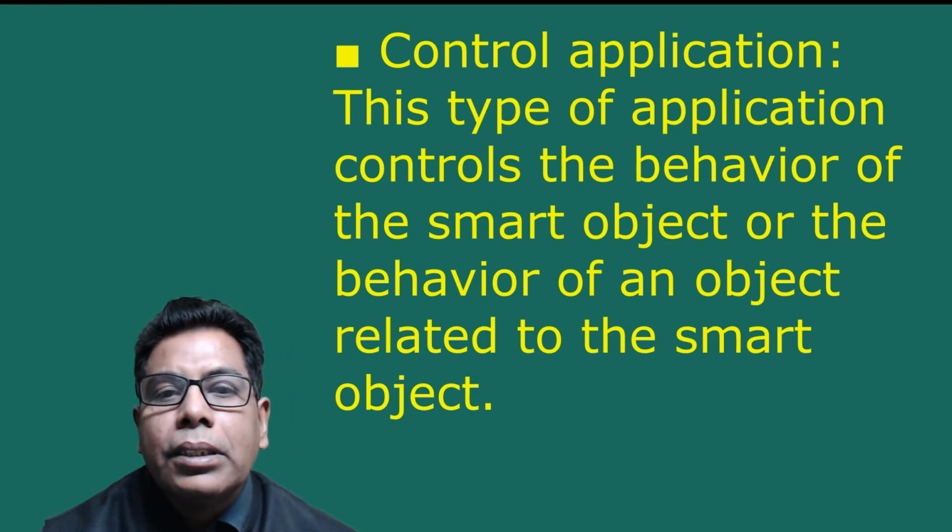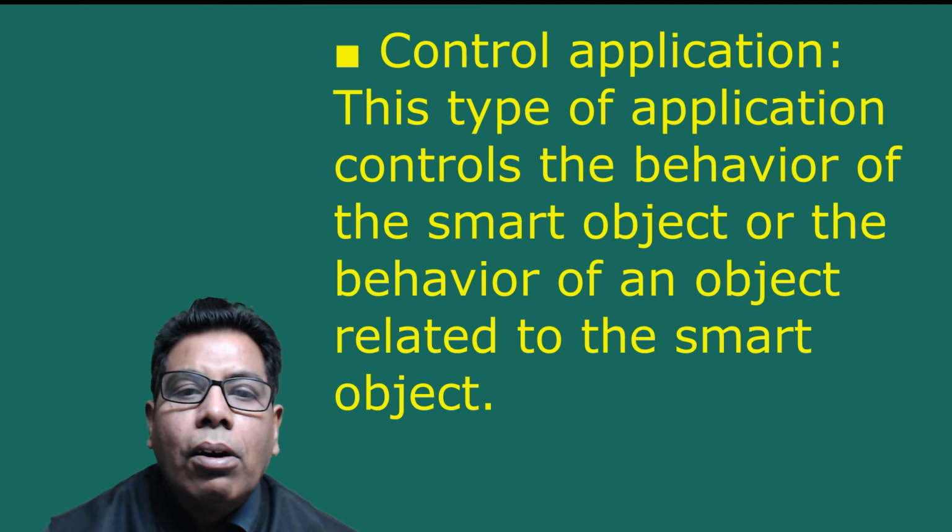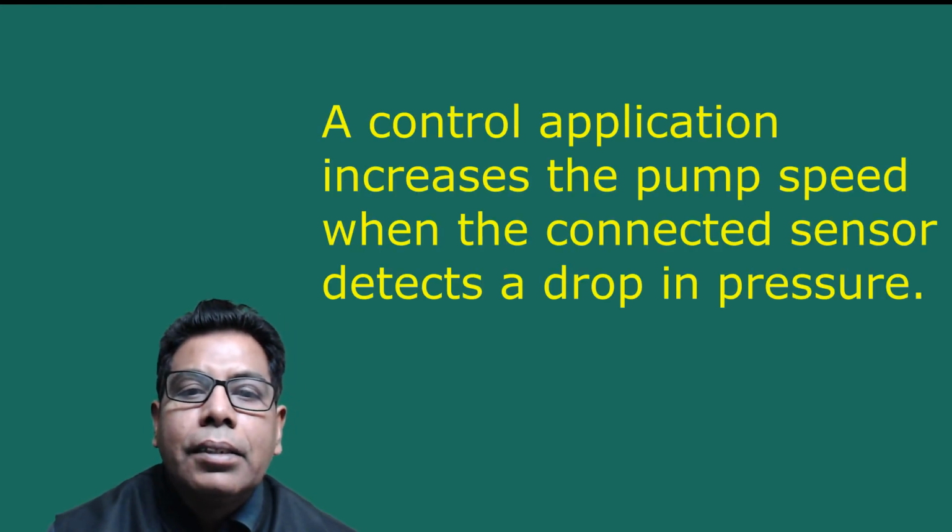Then let us go to the control application. This type of application controls the behavior of the smart object or the behavior of an object related to the smart object. For example, a pressure sensor may be connected to a pump. A control application increases the pump speed when the connected sensor detects a drop in pressure. Control applications are very useful for controlling complex aspects of an IoT network with a logic that cannot be programmed inside a single IoT object, either because the configured changes are too complex to fit into a local system, or because the configured changes rely on parameters that include elements outside the IoT object.